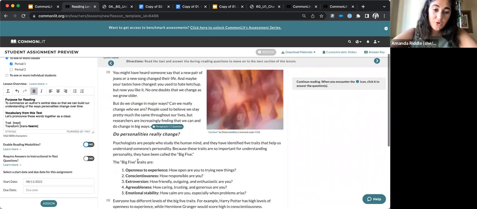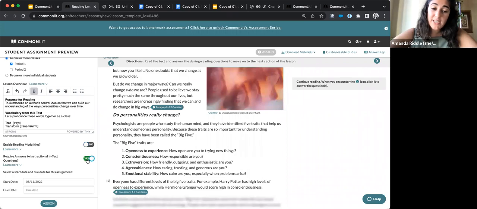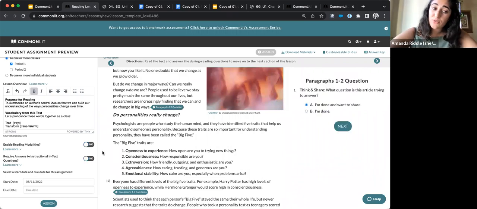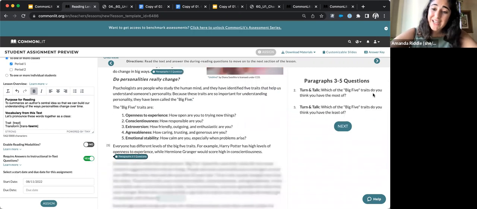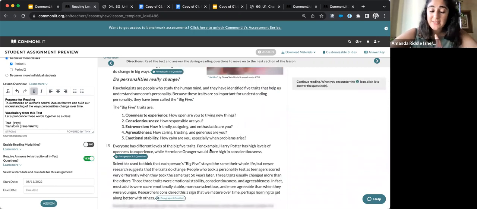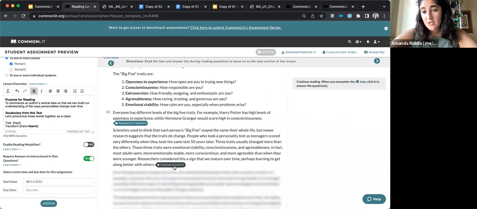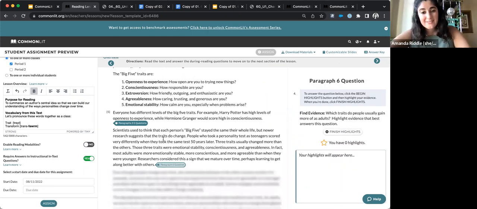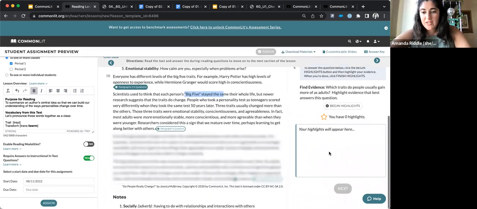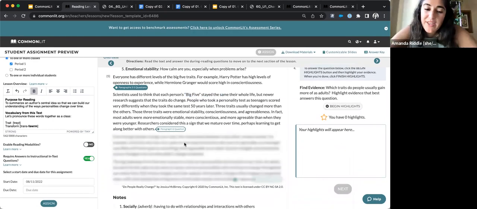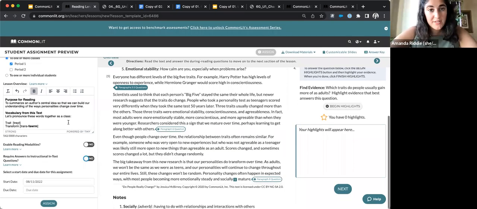And then with these instructional questions, I can either keep them optional if I want students to move through them, or I can require them, meaning that students have to answer the questions and say that they've turned and talked, or highlight the text and move on before they can get to the rest of the text. But again, you can turn that on or off. It's another great option for customizing the lesson.